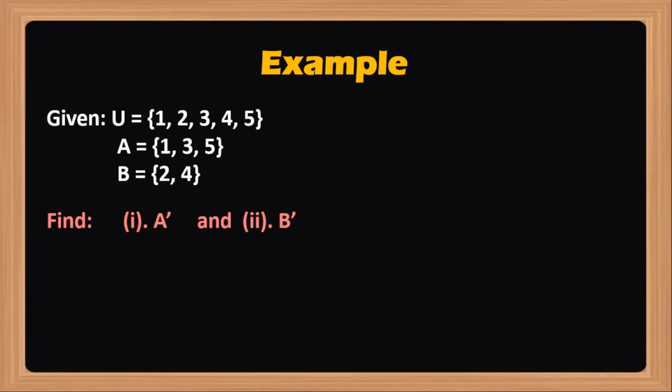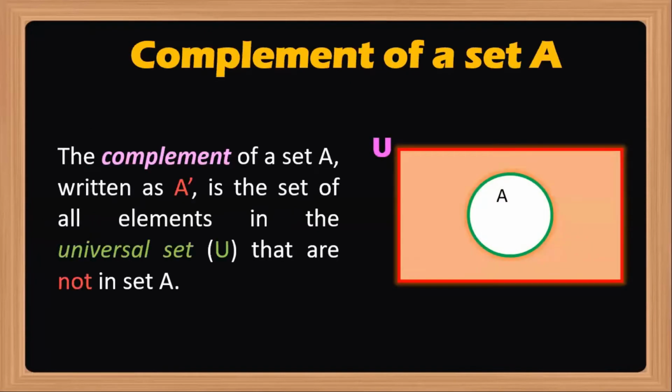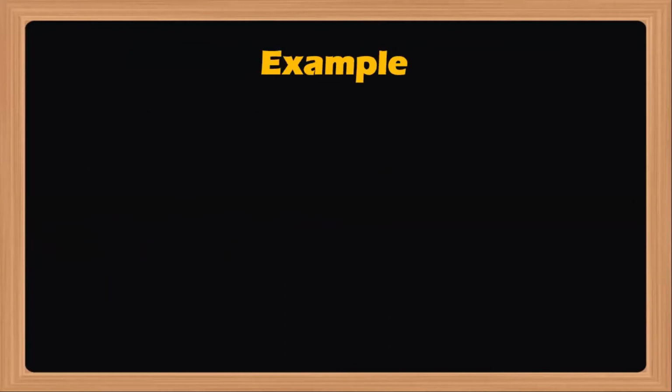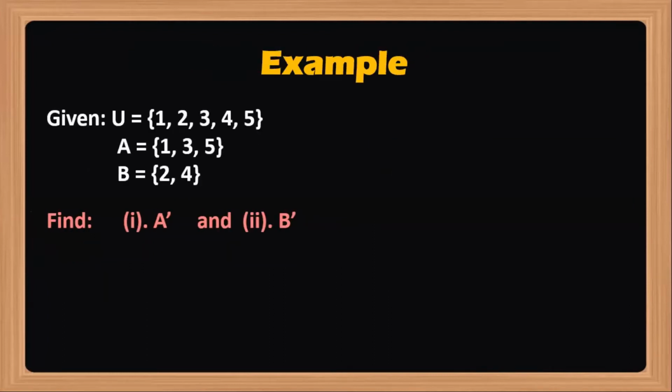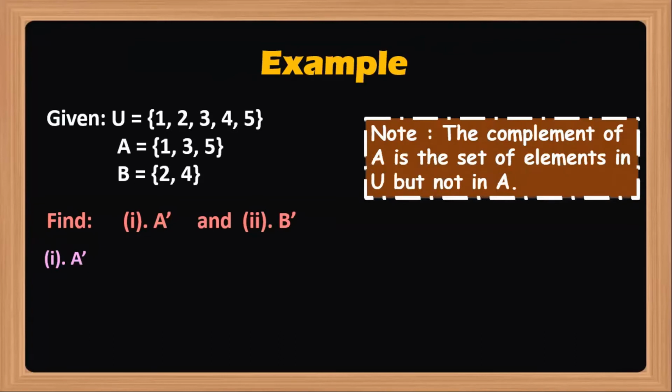Okay, ibig sabihin, again, when we talk about the A complement, it means the set of all elements in the universal set that are not in set A. Yung hindi matatagpuan kay set A. So kung meron tayong A complement, ano yung mga elements na hindi matatagpuan kay letter A? Again, the complement of A is the set of elements in the universal set but not in A. So ano-ano yung mga elements na wala kay letter A?